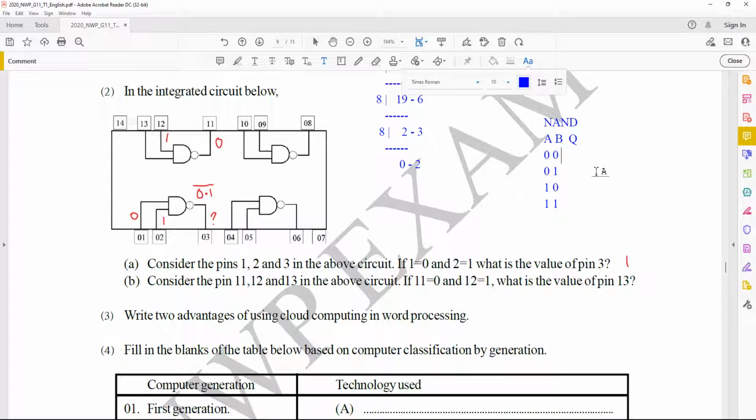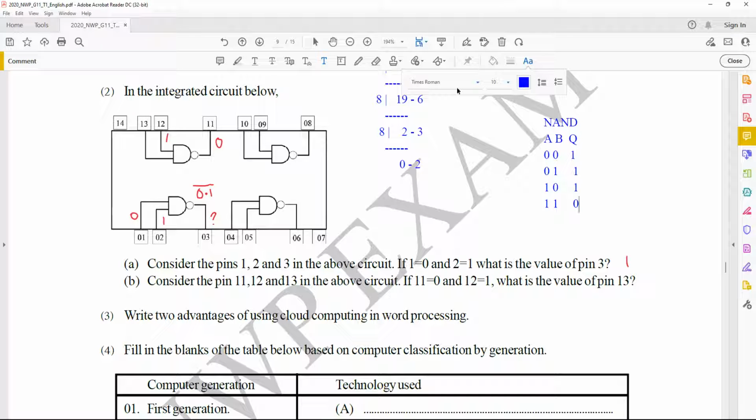So if you remember what happens here, when you have 0, 0, you multiply 0 by 0, that is 0, and then the output is 1, isn't it? So 0, 1 is 0, output is 1. Again, 1, 0, multiplication is 0, output again 1. When you have 1, 1 multiplication, that is 1, and the output is 0.